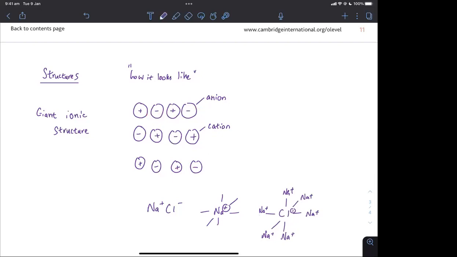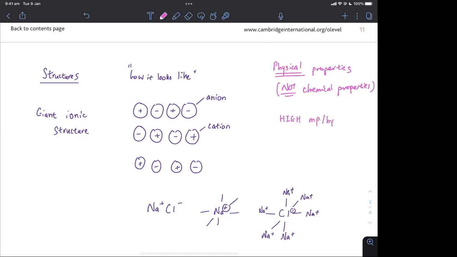We label our diagram. Now, the most important thing is physical property. This word is called physical because it has got nothing to do with chemical. So when they ask you on physical properties, they are not asking you on chemical properties. Something like acidic or alkaline or whatever, those are chemical properties because it reacts with something else. Physical usually is to do with conduction of electricity, is to do with melting point and boiling point. So ionic compound has a high melting point and boiling point, okay?